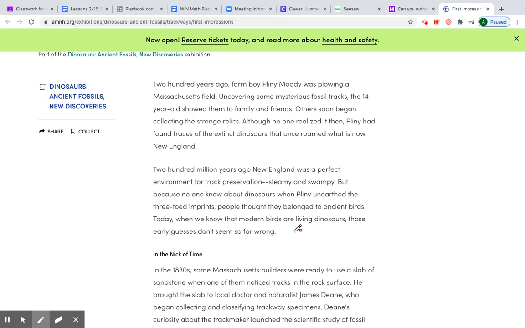So now we know more about dinosaurs. 200 years ago, they did not. So they thought that they were old birds. But birds and dinosaurs are a little similar in some ways, which I'm sure you can think of some.